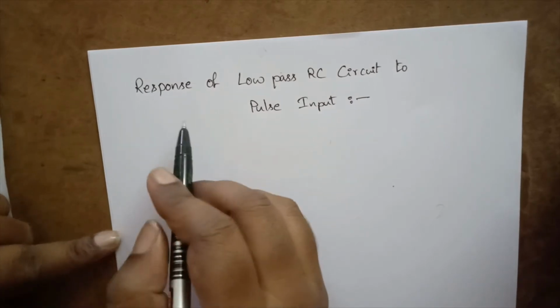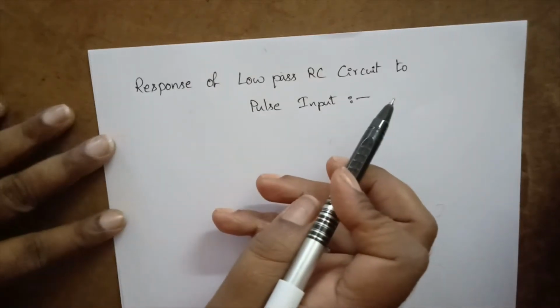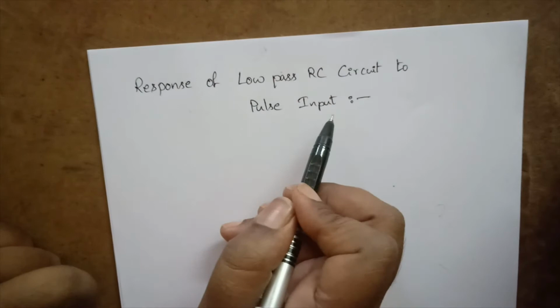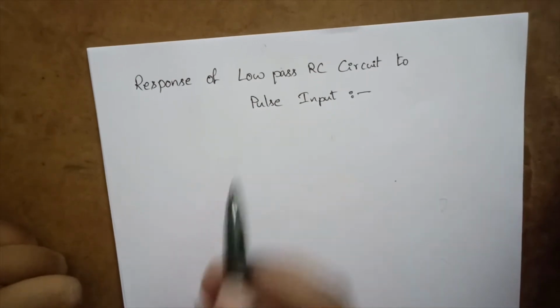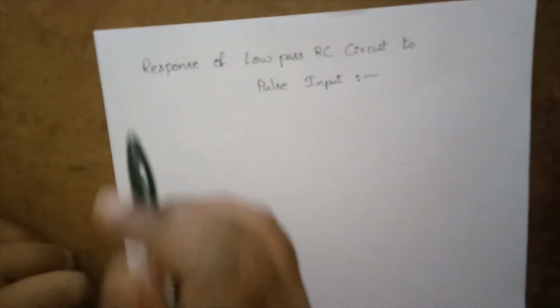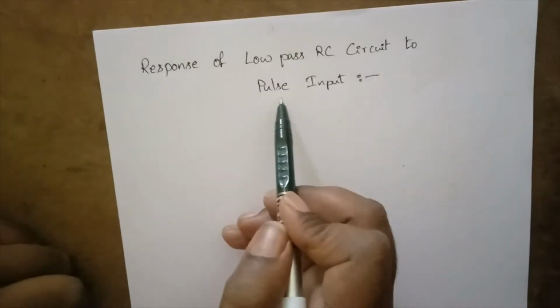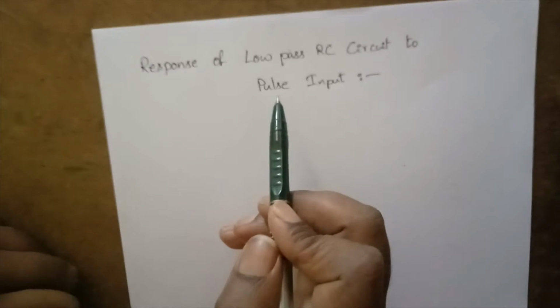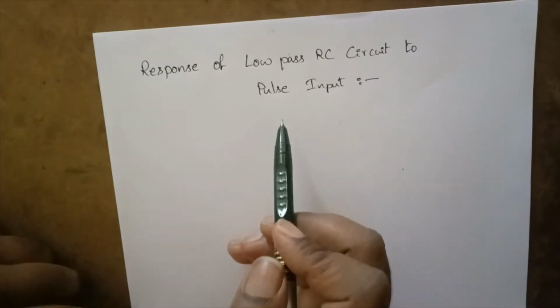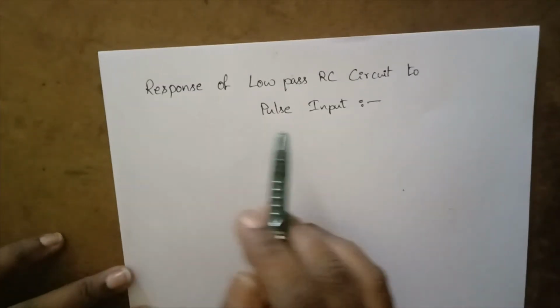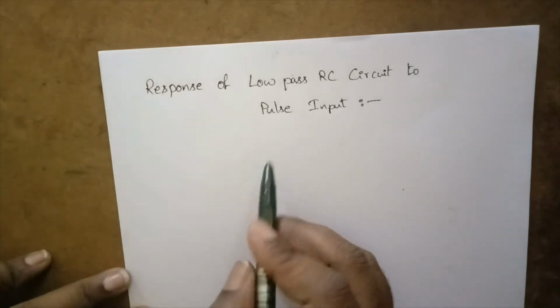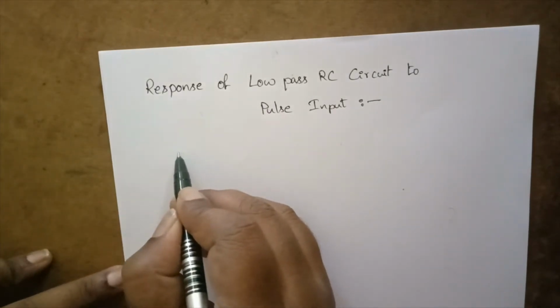Let's start the response of a low pass RC circuit to pulse input. Okay, just now we have seen the response of the low pass RC circuit to step input. If you understand step input, now it is very easy to understand the response for pulse input. Let us start again with the low pass circuit.